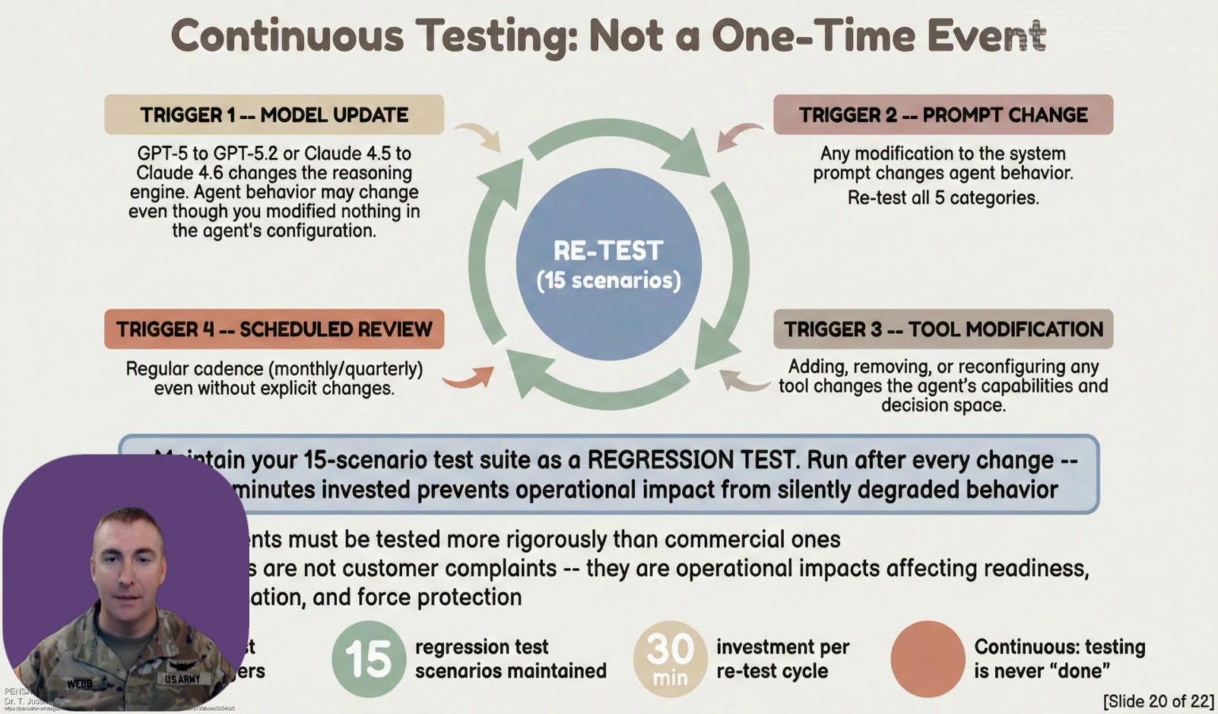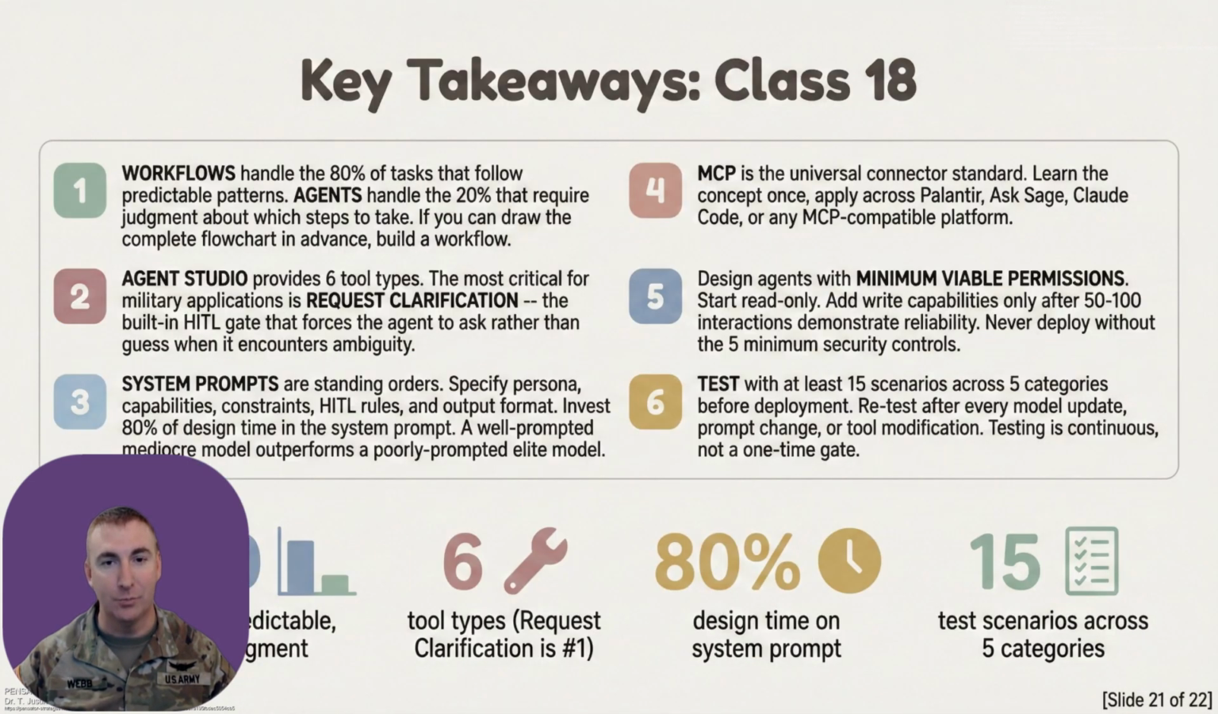Those are the details. Here is the full picture. 6 principles. Workflows for the 80% that is predictable. Agents for the 20% that requires judgment. 6 tool types, with request clarification as the most critical. System prompts are standing orders. Spend 80% of design time there. MCP is the universal connector. Learn it once, apply it everywhere. Start every agent read-only with minimum viable permissions. And test 15 scenarios across 5 categories before deployment. Then retest after every change. The lesson has the full details on each.